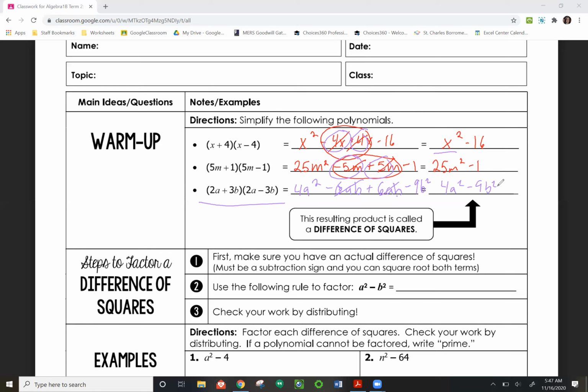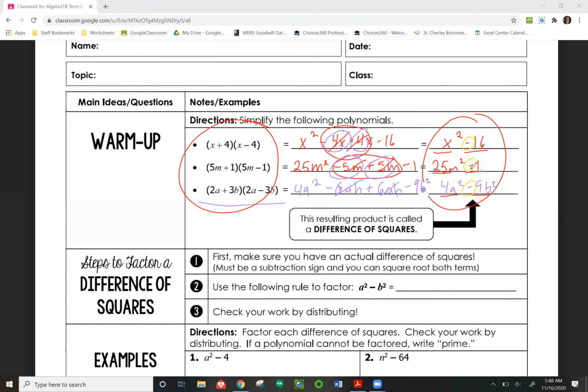Now, not only do I see a pattern on this side, but I see a pattern on this side too. What are some of the things that I see? Well, I noticed that they all have two terms. This one has two terms, this one has two terms. I also noticed that they're all subtraction. And what I also see is that each term is a perfect square. Maybe that one was a little bit harder to see, but we'll explore it here in a minute.